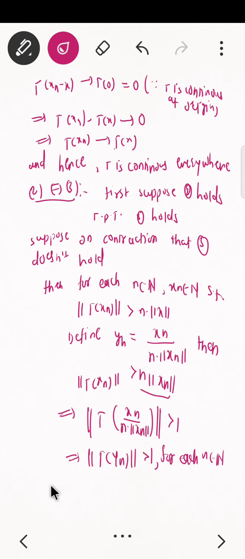Further, norm of yn is equal to 1 by n. If we take the norm of this quantity, only norm of xn gets cancelled and 1 by n remains, and this tends to 0 as n tends to infinity, obviously. Thus we have a sequence yn in N such that yn is converging to 0, but norm of T of yn is strictly greater than 1, so it will not converge to 0.